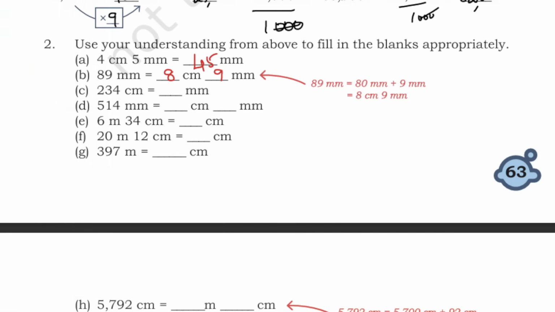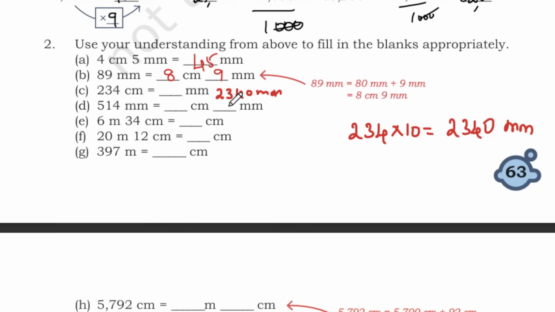So next one is 234 centimeter. How can you convert it? Easily, just multiply by 10. So 234 into 10 is 2340 millimeter. Okay, next, 514 millimeter.